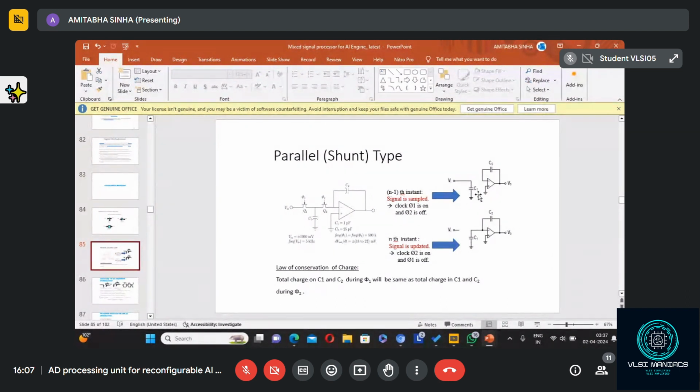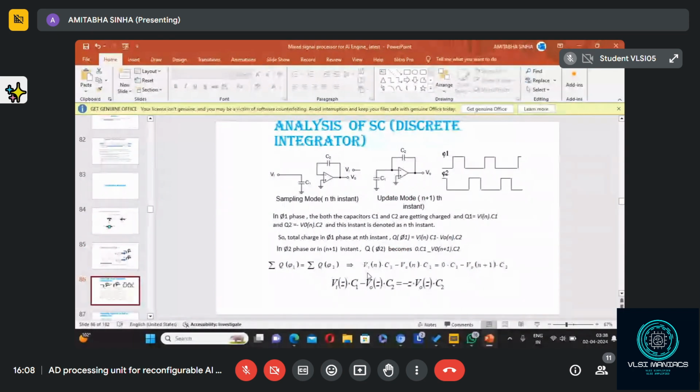What is the charge on the capacitor C1? Q is equal to C1 VI. And what is the charge on C2? V naught into C2. Is that positive or negative? It will be negative, in the negative direction. So the total charge is C1 into VIN minus C2 into V0N. Can't I say that?